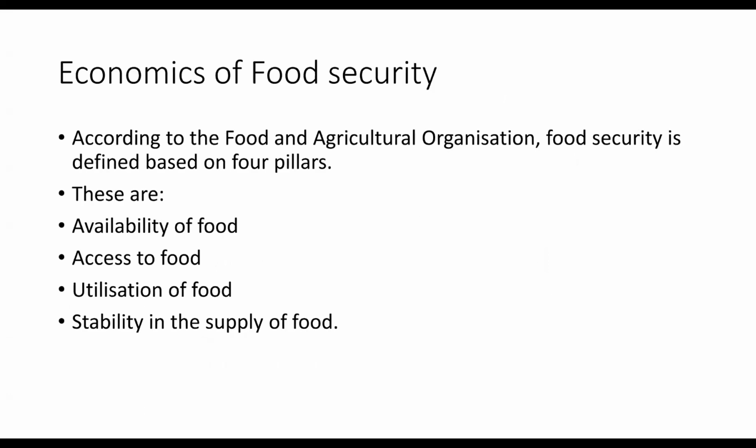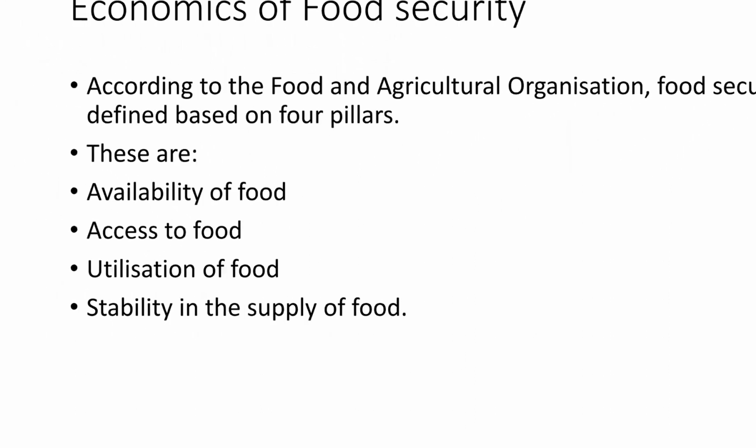Let's look at the economics of food security. According to the Food and Agriculture Organization, food security is defined based on four pillars. These are availability of food, access to food, utilization of food, and stability in the supply of food.